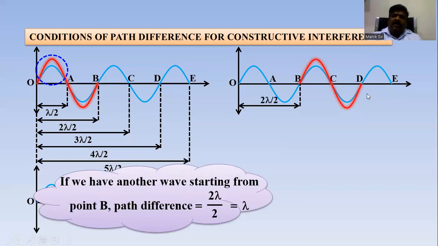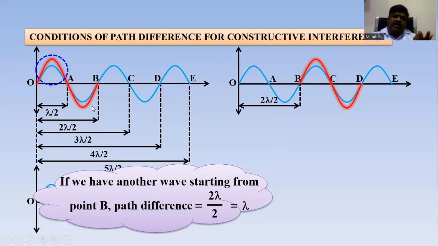Okay, in this pattern, see again here crest matches with the crest and trough matches with the trough. But what happens is that the first wave, that is the blue wave, has started from the point O and the red wave has started from the point B. Means the difference between the blue wave and the red wave is how much? It is 2 lambda by 2, that is lambda. So if we have another wave starting from the point B, then the path difference is how much?